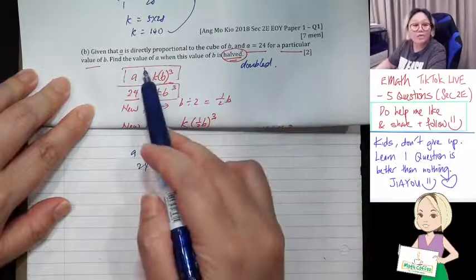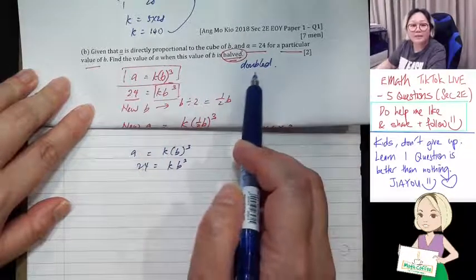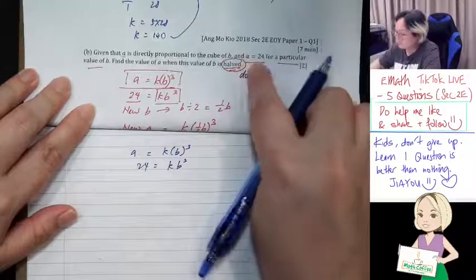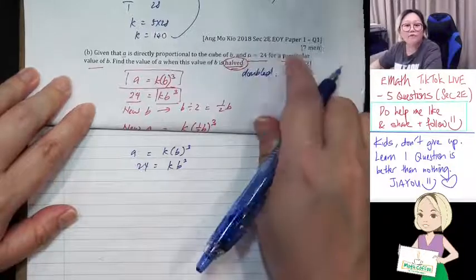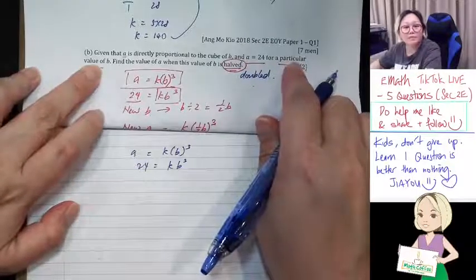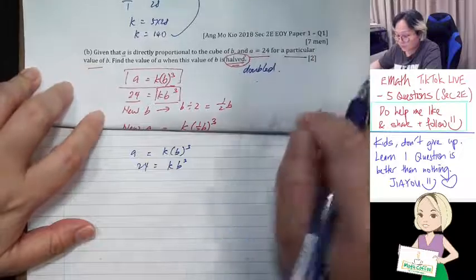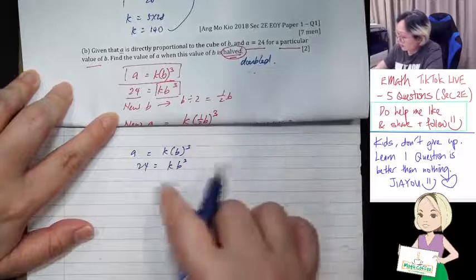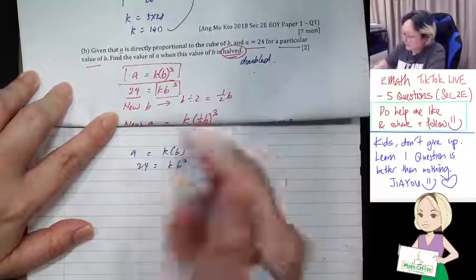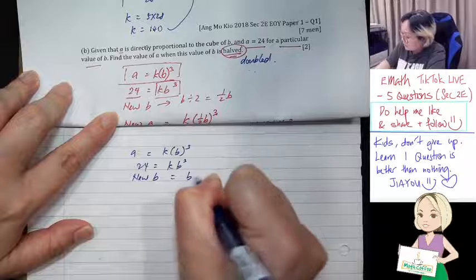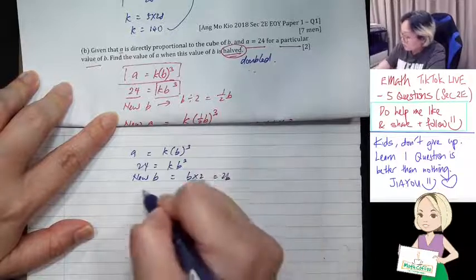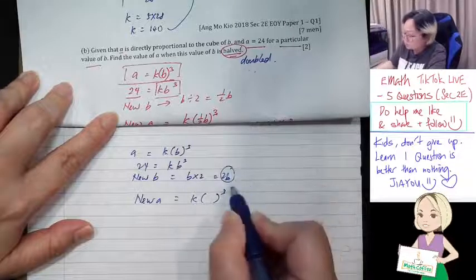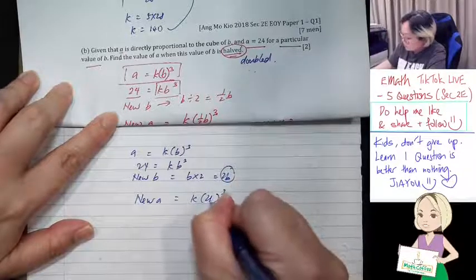Now they want to find the value of A when B is doubled. The 24 is given here. They say A is equals to 24 for a particular value of B. So now my new B is doubled, so my new B is B times 2, which becomes 2B. I need to find my new A using the formula KB cubed. This new B goes inside, so it will be 2B over here.